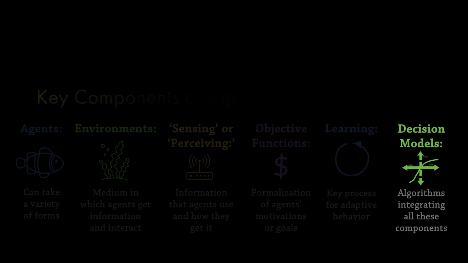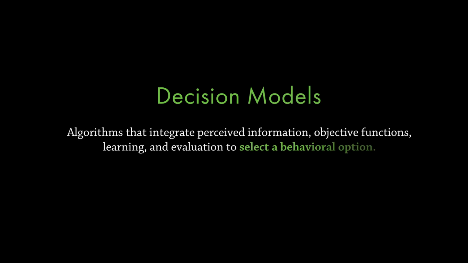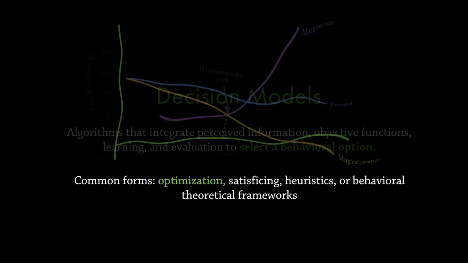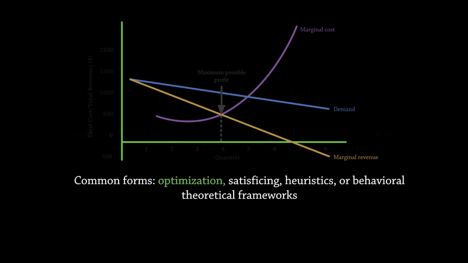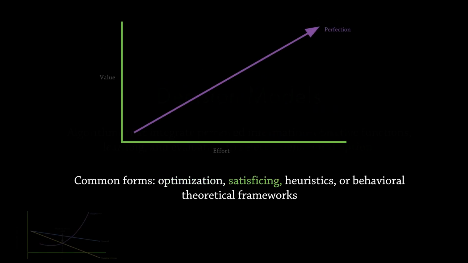Finally, we come to decision models, which integrate all the components we have discussed to select a behavioral option. There are many different flavors of decision models. The choice often depends on disciplinary perspective. For example, optimization, which includes approaches like profit and utility maximization, is commonly used in economics and engineering. Satisficing is a variation of optimization that recognizes the limitations imposed by bounded rationality. In other words, it is too costly or otherwise infeasible to fully know all possible behavioral options from which to choose, so a more realistic approach is to select the first behavioral option that satisfies a certain goal or decision criteria.